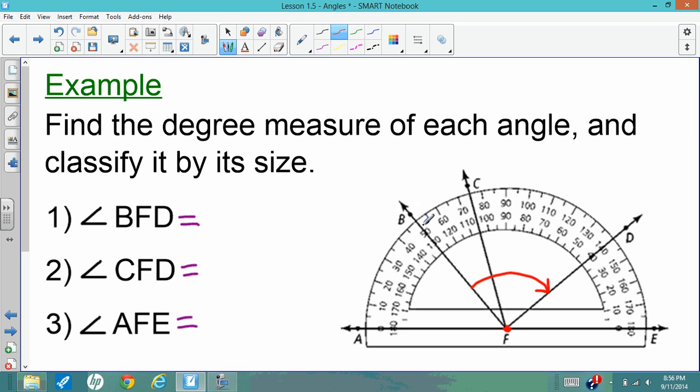It's the distance between ray FB and ray FD. So we can start here, and even though we're not starting at 0, we can just count the number of degrees. So we're going 10, 20, 30, 40, 50, 60, 70, 80, 90. So angle BFD is actually a right angle.